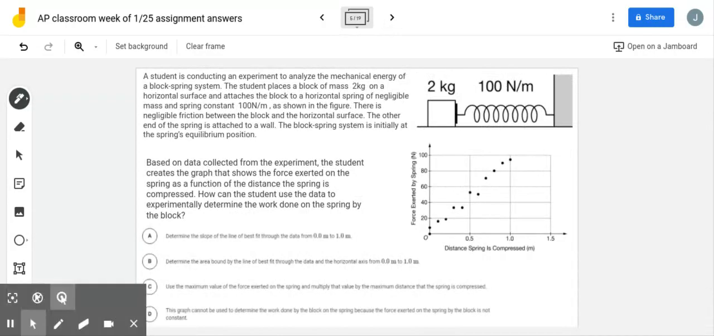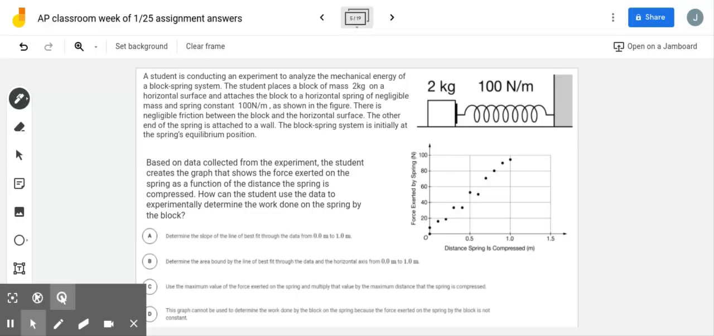Okay, next is an example of a really wordy problem. A student conducts an experiment about mechanical energy of a block-spring system. That's good. We've got this block. It's 2 kilograms. It's on a horizontal surface. Wonderful. That means we don't have to deal with GPE. We love that. It has a spring constant of 100 newtons per meter, as shown. We get to ignore friction, and then the spring is on a wall.